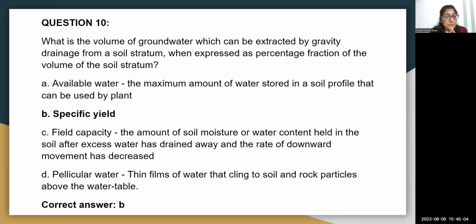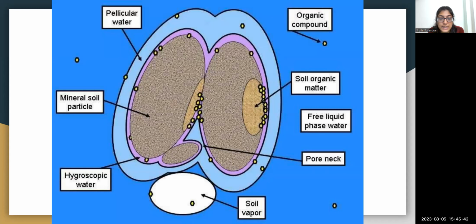Then there's another term, field capacity. It is the soil moisture content retained after excess water has been drained away from the soil. This is also another term for specific retention, but with field capacity, we don't talk about whether it is a confined or unconfined aquifer. We talk about a soil sample, whether it is an aquifer or not. If you consider a soil sample, the water retained in it after gravity drainage is called the field capacity.